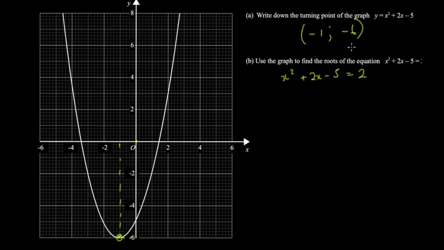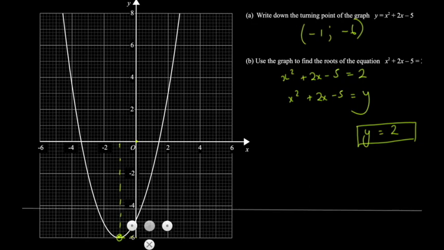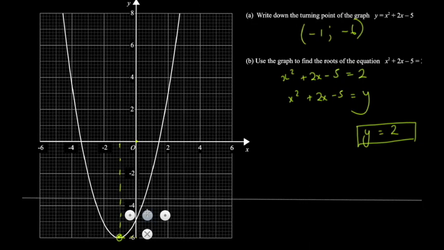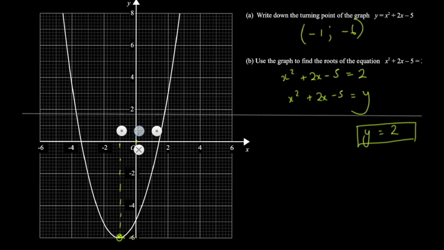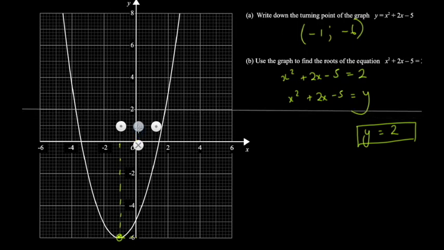For our case here, our original equation was x squared plus 2x minus 5 equal to y, and they replaced y with 2. So if you want to find the roots, you find the roots at y equal to 2, like this. This is the line where you find the roots of this equation. So you go to y equal to 2, it's this line here.